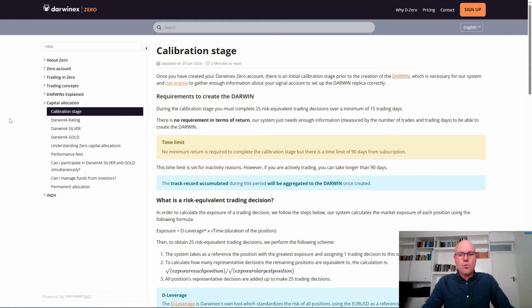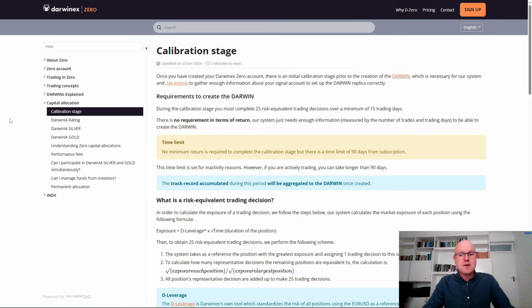Now, you might be wondering, what is the calibration stage? The calibration stage is an extended trading period, but unlike a challenge, you don't have any set risk or profit requirements. It is a time for the risk engine to determine the value you'd have for your risk-taking trades. Some of the requirements include 25 risk equivalent trades placed over at least 15 trading days, again with no minimum profit required. On top of this, there's no fixed time limit, making it ideal for traders that like to take their time. However, there is a soft 90-day limit where you have to activate or use the account.